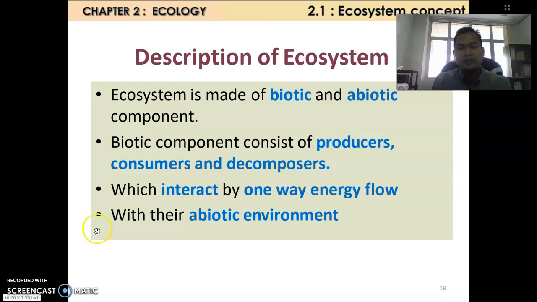And also another one here, their interaction involves one-way energy flow together with their abiotic environment. For example, sun, water. So the sun gives the energy for the producer to synthesize its own organic compound by the process of photosynthesis. Dia melibatkan satu aliran tenaga. So you need to understand the ecosystem is about two important things. The first one, how does the energy flow? And the second one, how do the nutrients cycle?